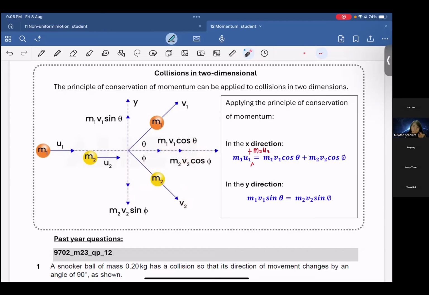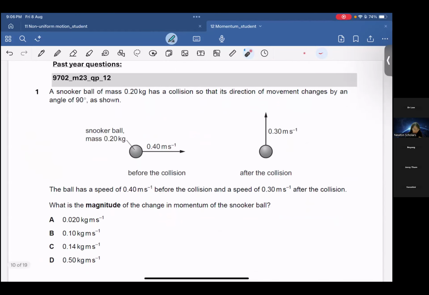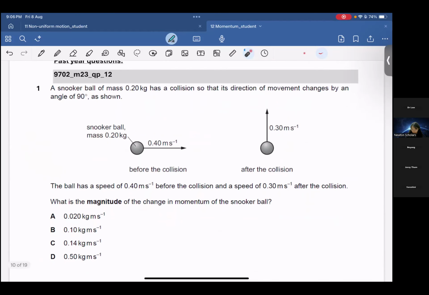Okay, with this knowledge, we try the past year question, right, boys and girls? But for the first question, I will guide you a bit. Okay, first question, I guide you.